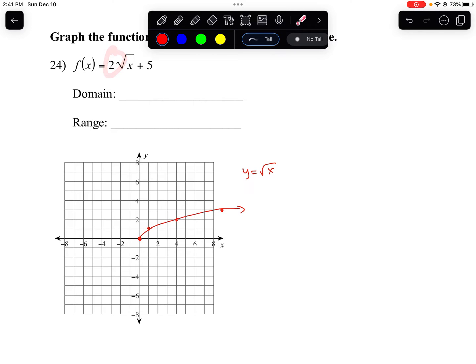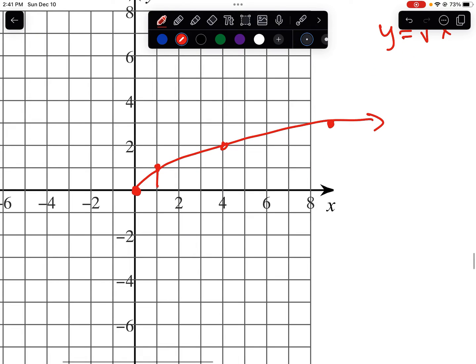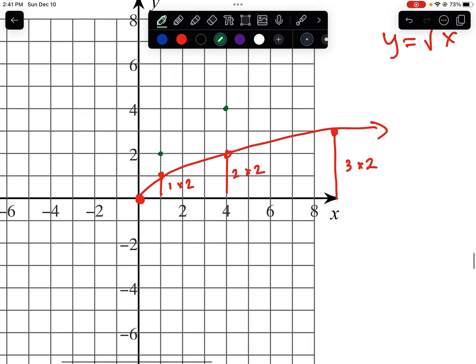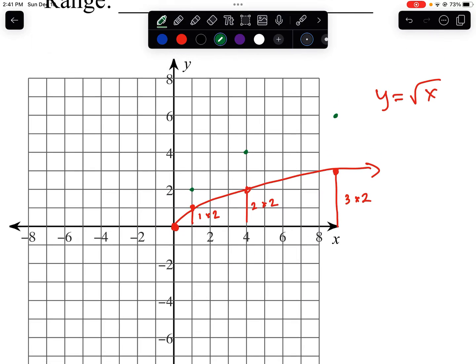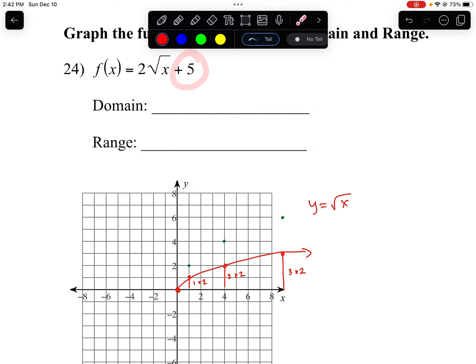The stretch of 2 just means that the vertical distance of each point from the x-axis, in this case the vertical distance is 1, 2, the vertical distance here is 3, all of these are going to be stretched by 2. So now this distance right here would be at 2, this distance would be at 4, and the distance here would now be at 6. Okay. So there's the stretch by 2, and then we're going to move it up 5.